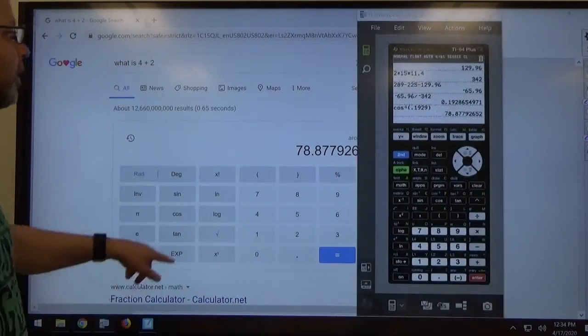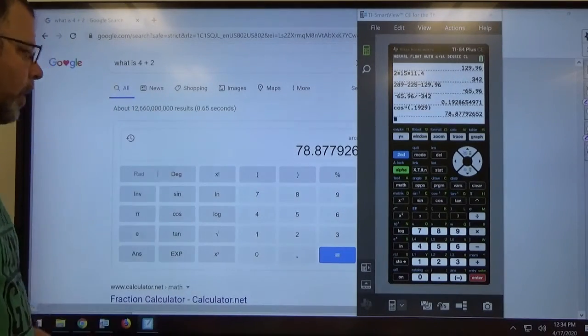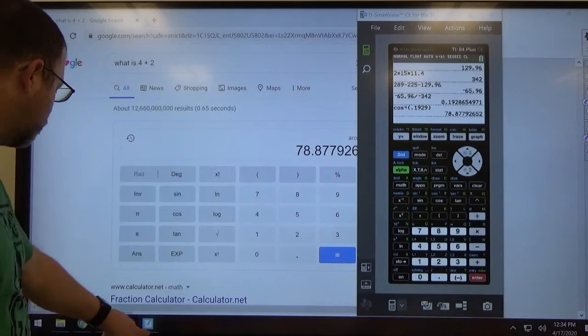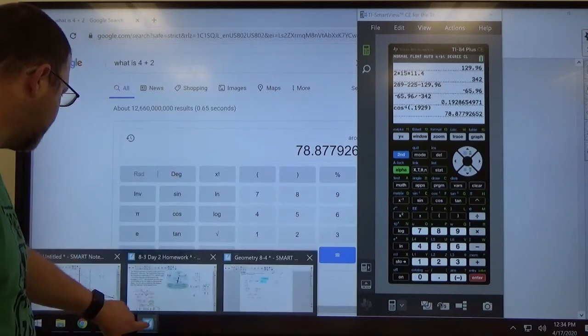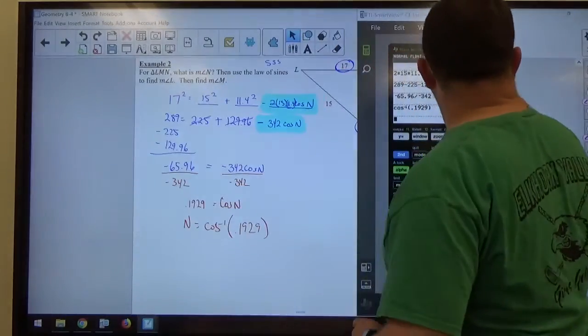You'll notice that this calculator is also 78.88, the same answer, but whatever technique, whatever technology you have at home, use the right technology to get the right answer. So 78.88.